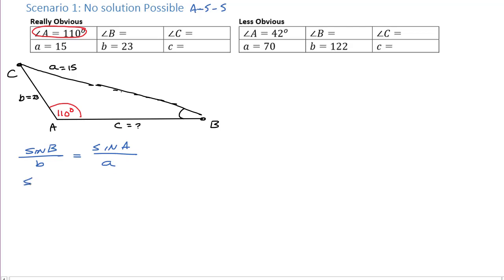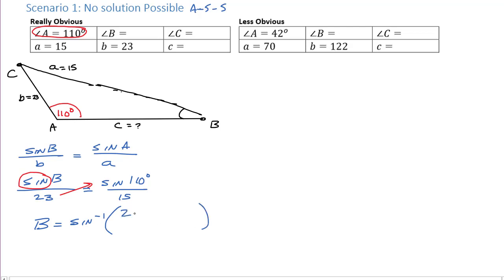All right, so let's sub in what we know. We have no idea what B is. We do know the side is 23. Sine of A is sine of 110, divided by the side across from it, which is 15. To isolate B, we're going to have to multiply both sides by 23, and then take the sine inverse to get rid of that sine there. So let me just write that out in one step here. B would equal the sine inverse of all of this: 23 times sine of 110 divided by 15.